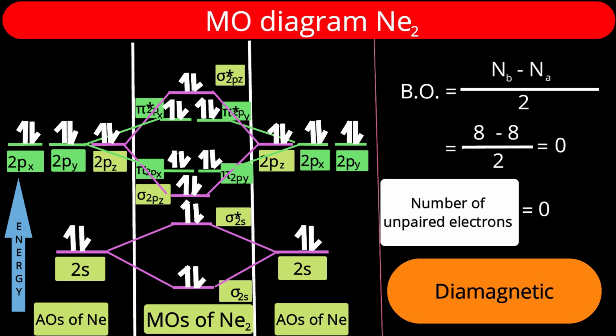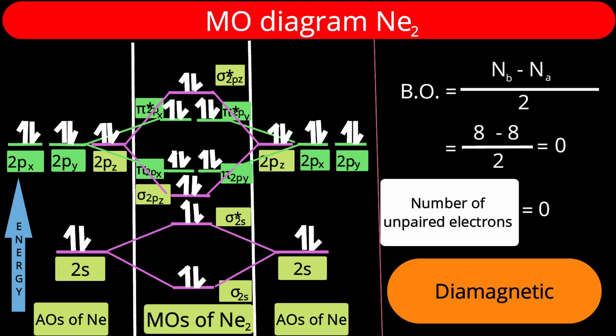Now what is the energy sequence? KK, sigma 2s, sigma star 2s, sigma 2pz, pi 2px and pi 2py, pi star 2px and pi star 2py, and last sigma star 2pz. How can we distribute the electrons in them? In total, how many electrons are there? 10 is the atomic number of neon, so 20 electrons are there. In the first shell, the non-bonding orbitals K and K take 4 electrons, sigma 2s 2 electrons, sigma star 2s 2 electrons. 8 electrons are over in total now.